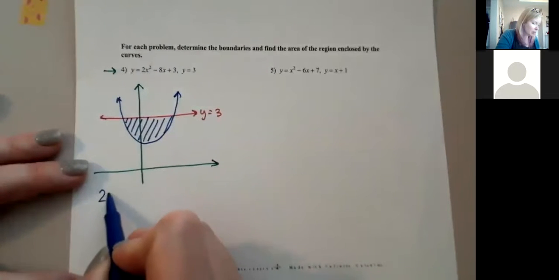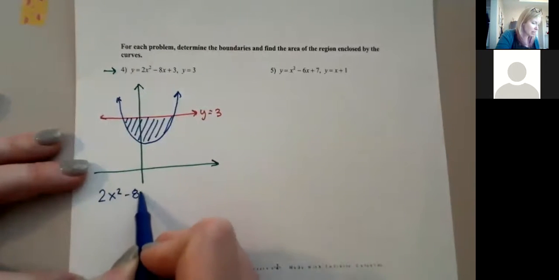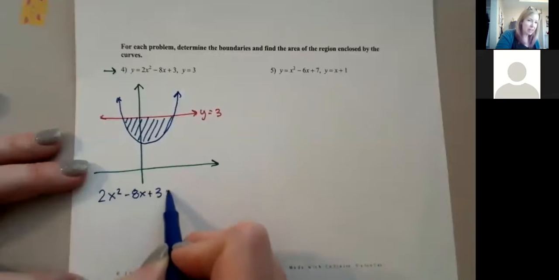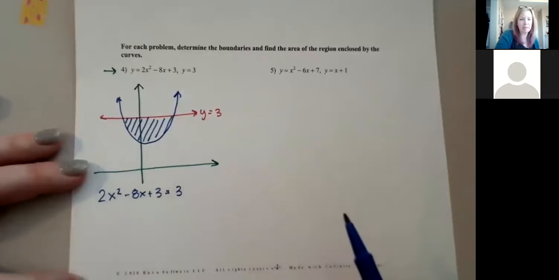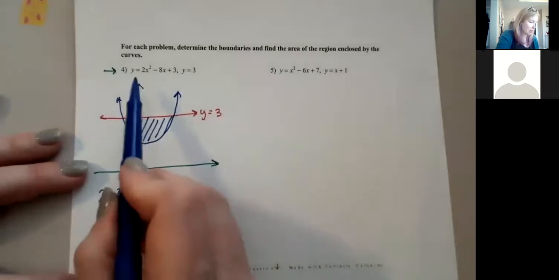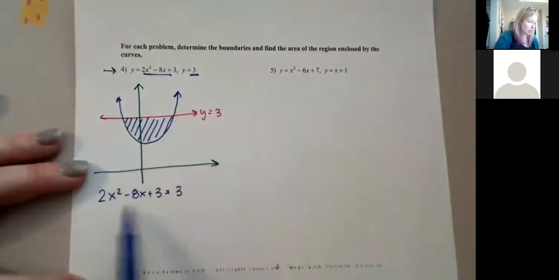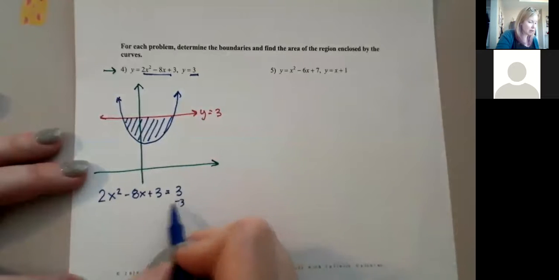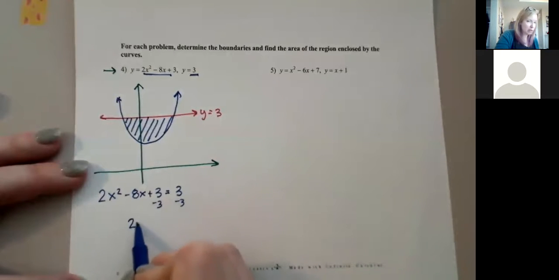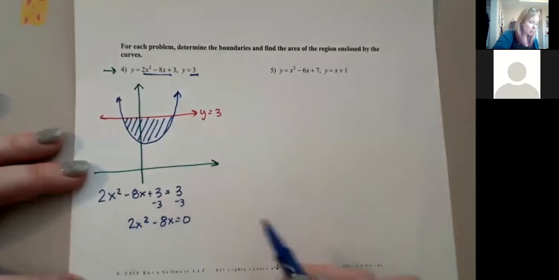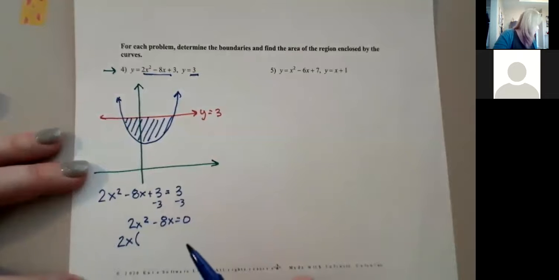I need to figure out where 2x squared minus 8x plus 3 intersects the line y equals 3. So I'm just going to take my two equations, set them equal to each other and solve this. It's quadratic, so the only way for me to solve it is to make it equal to 0. So let's subtract 3 from each side. We get 2x squared minus 8x equals 0. Greatest common factor is a 2x. So I factor out a 2x.